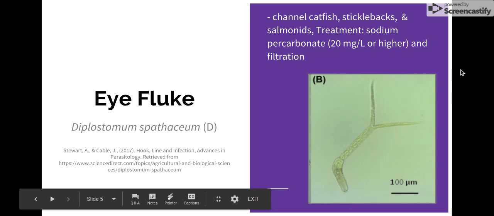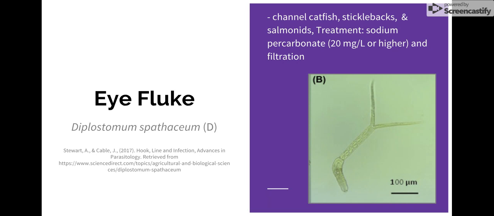And that's it for today. So these are the external parasite species for flukes.